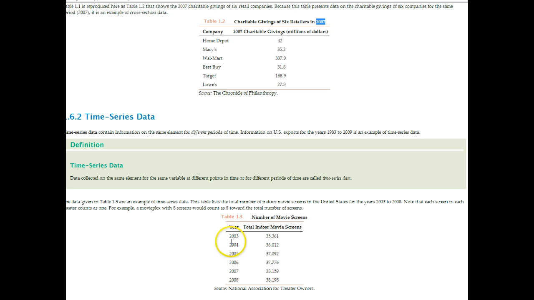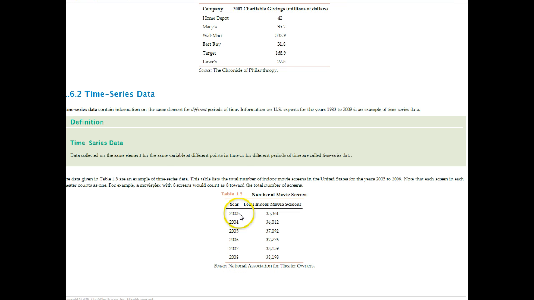On the other hand, here are total indoor movie screens. And what's going on here? This is not different companies, this is different times. So this is time series, right? 2003, 4, 5, 6, 7, 8. Everyone get that? Okay, that's that.